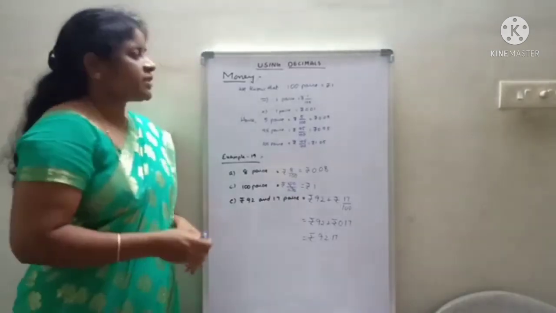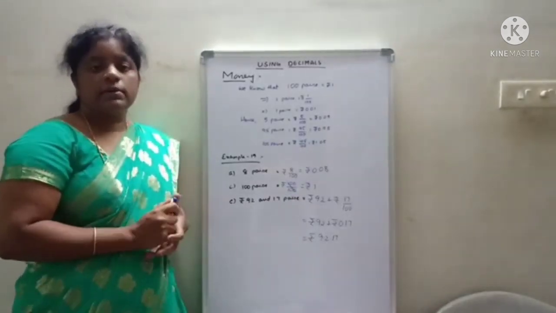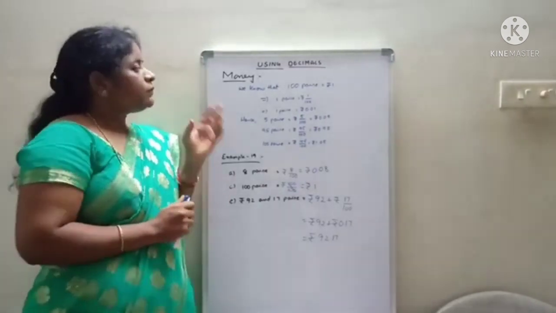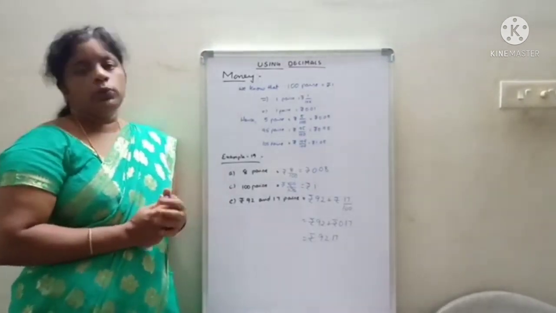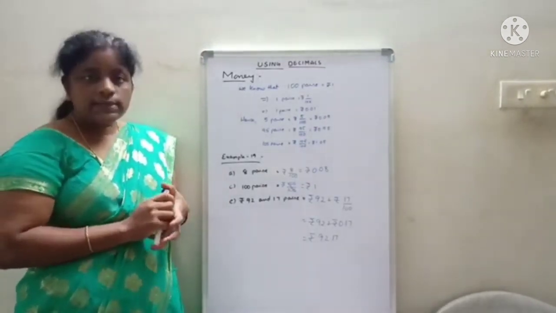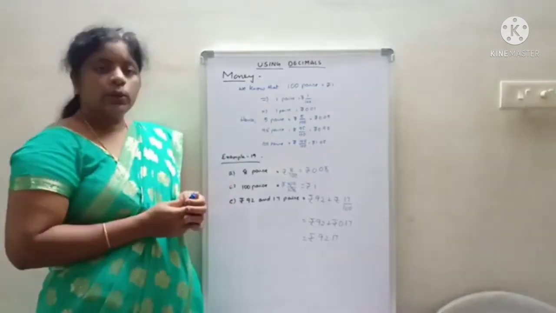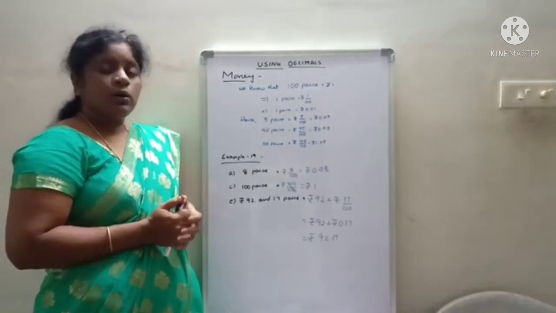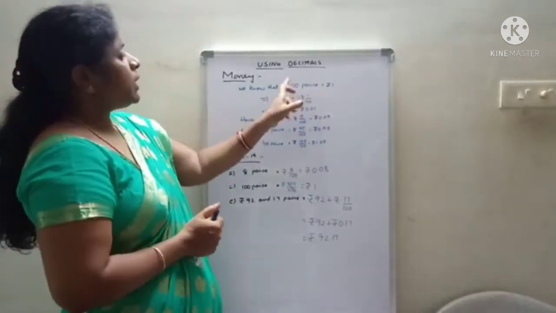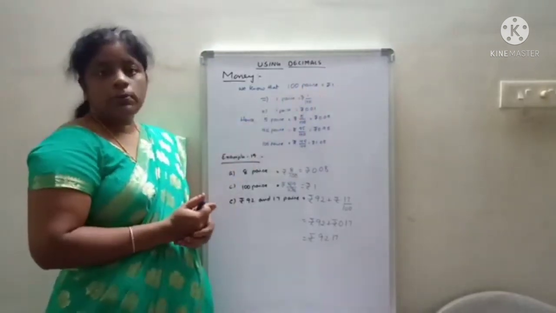Next, using decimals, where we are using decimal values. First of all, money. We know that 1 rupee equals 100 paise. 1 rupee equals 100 paise means 1 paisa equals how much?